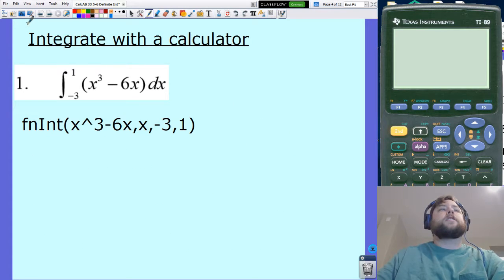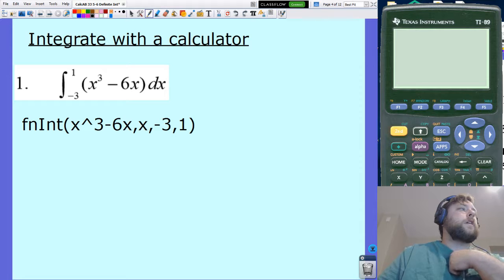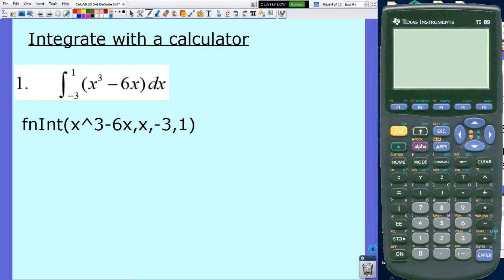I want to practice doing this with a calculator. Here we go. We're doing this with a TI-89, but there's a function on the TI-83s and 84s. I'm going to integrate this function from negative 3 to 1, x cubed minus 6x. This is how you type it into a calculator. This is one of the 4 things you have to be able to do for the AP Calculus test.